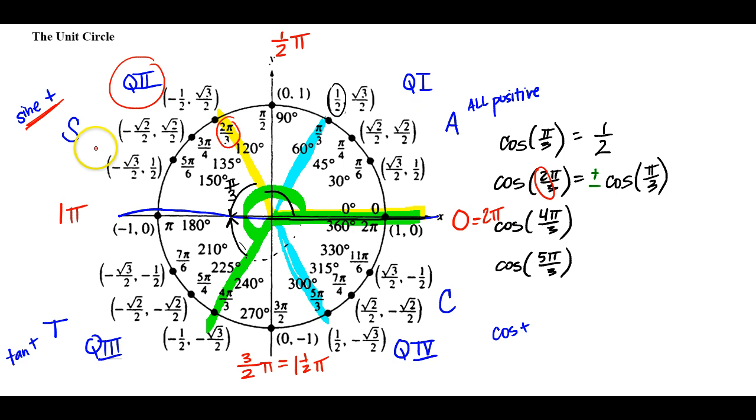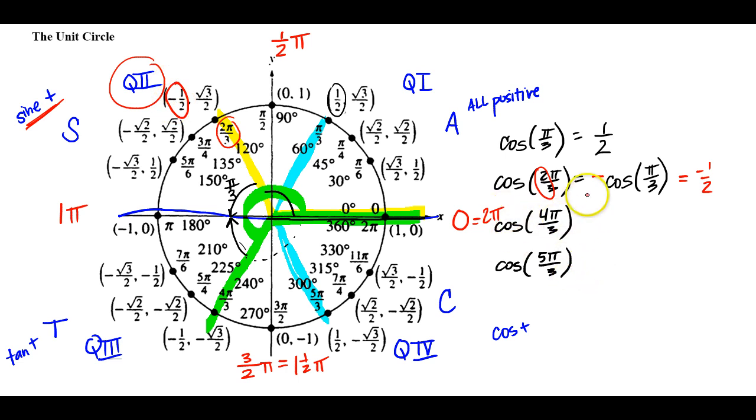Sine is the only trig function positive. So that means that it's not plus or minus, it's just minus. So what was cosine of pi over 3? It was 1/2, so the answer is negative 1/2, which we can see because we're looking at the unit circle.